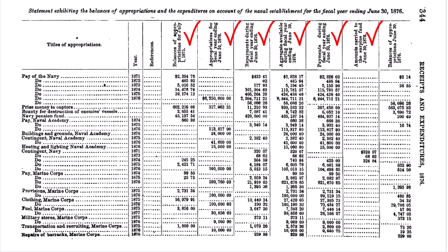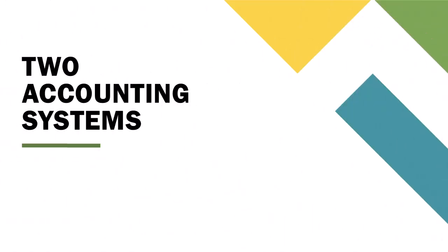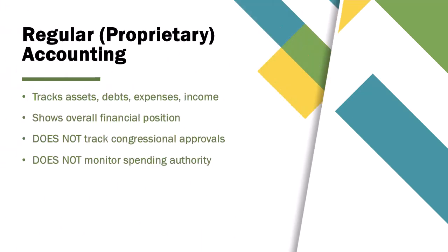Now we're going to get into the concept of the 2 systems of accounting that we use here in the federal government. This is probably one of the more tricky things as you come into this space as somebody new to budgetary accounting. It's because essentially the federal government has 2 accounting systems all within one chart of accounts. The first is just regular accounting.